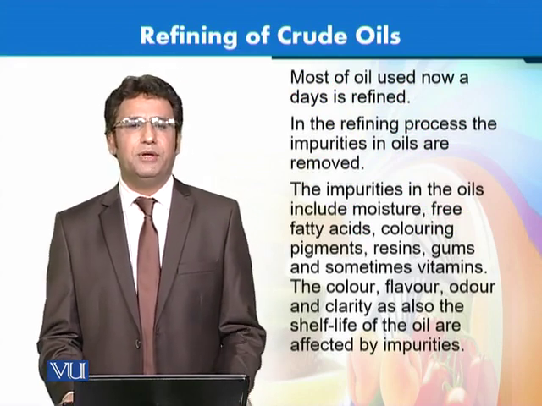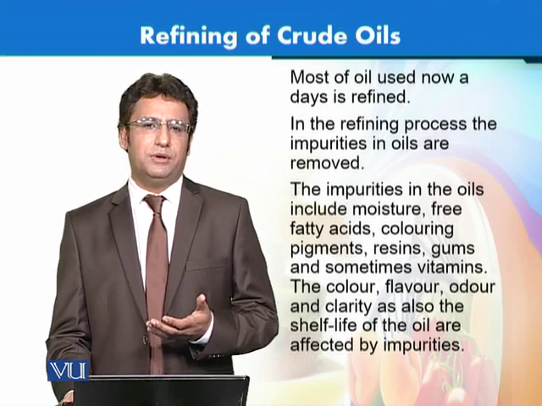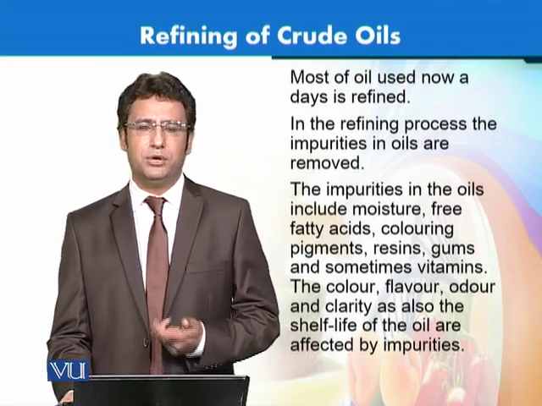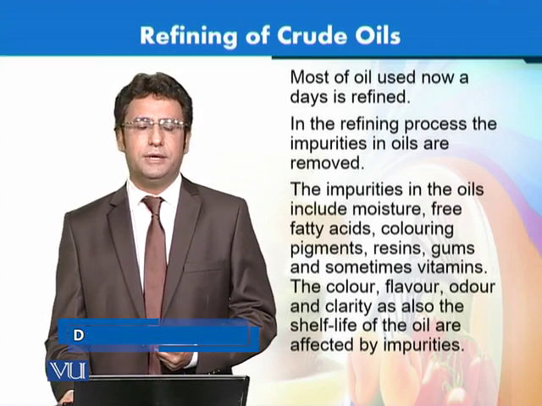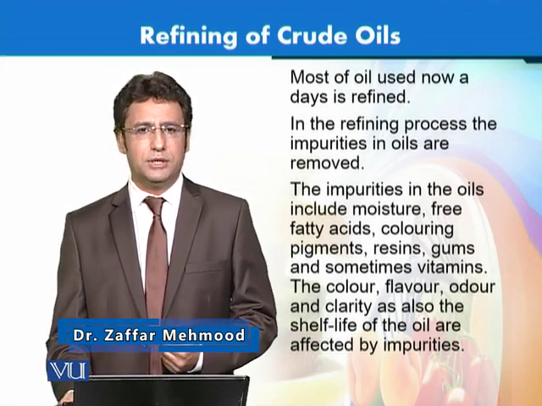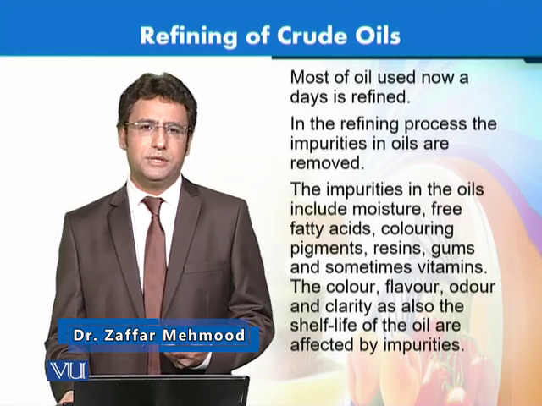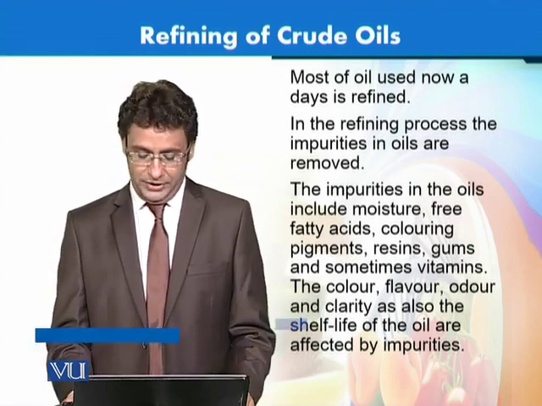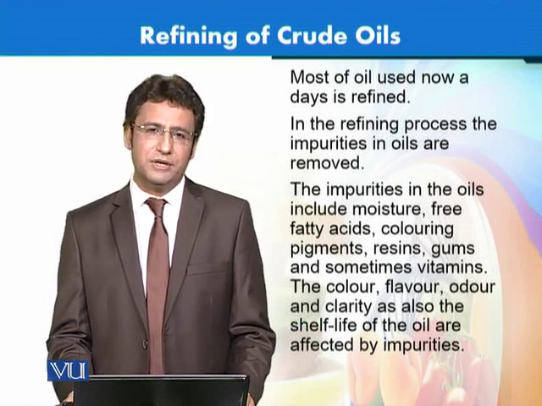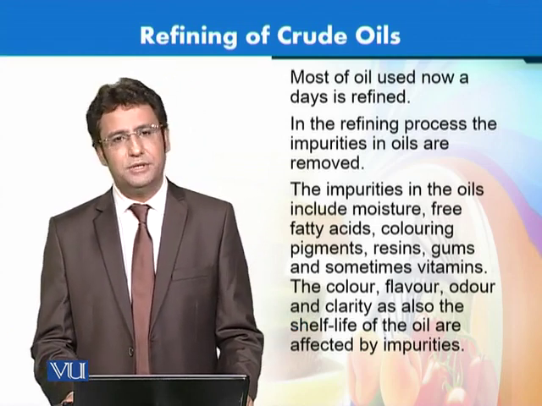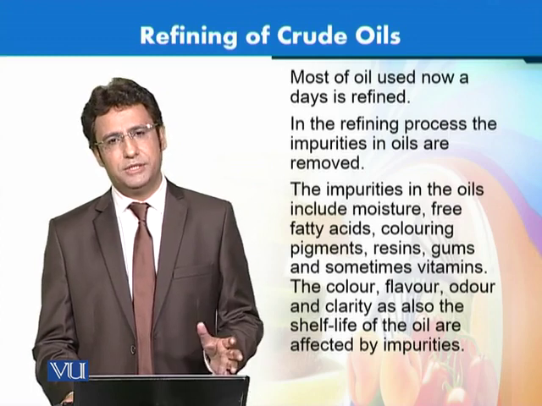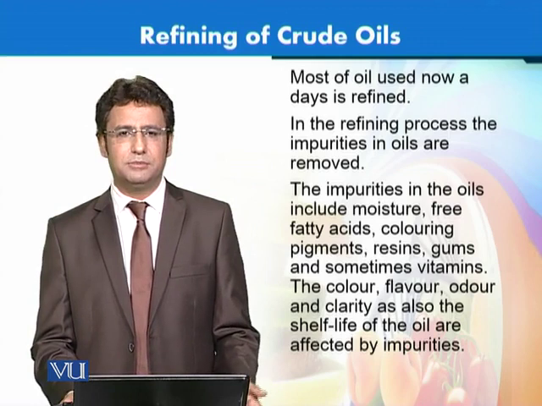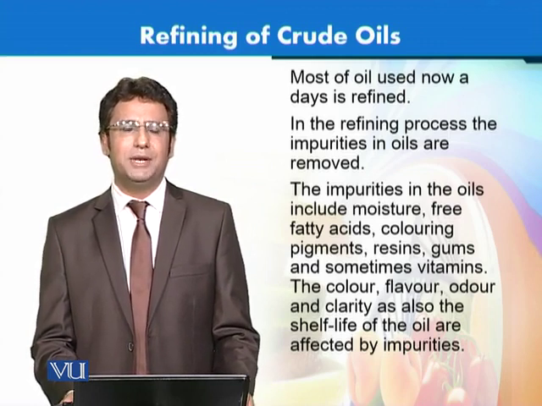So when we extract the oil from sources such as cottonseed, soybean, or palm oil, the oil is called crude oil. It would have a lot of impurities. It could have different colors and different fatty acids. There could be resins, gums, and a lot of impurities present in the oil that make it less palatable and less appealing.